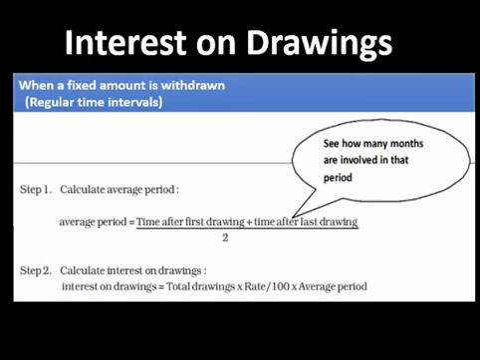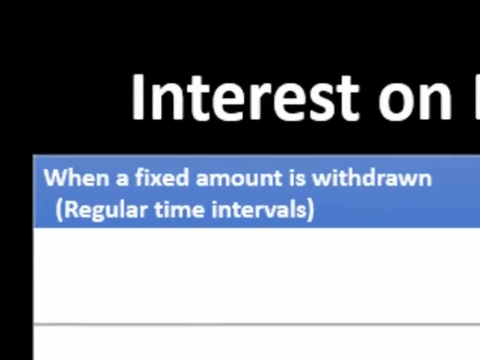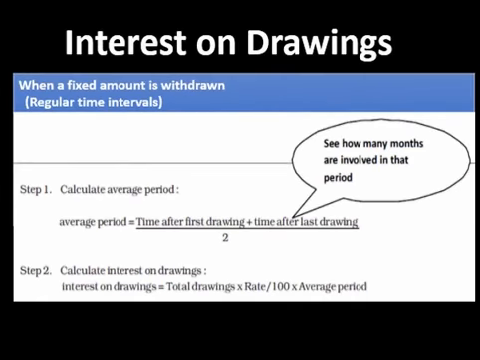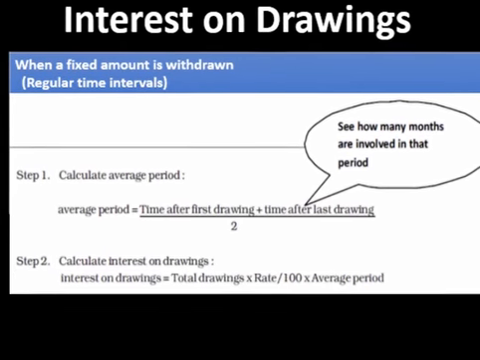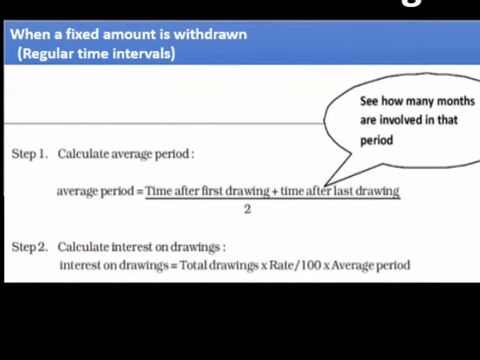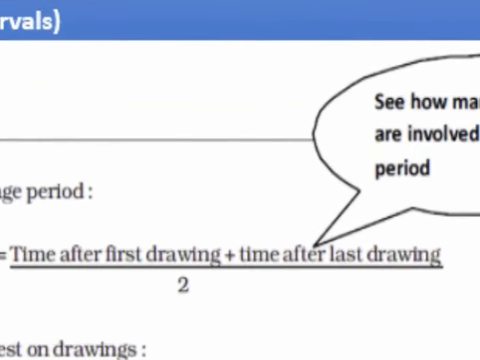There are different methods for the calculation of interest on drawings. Like when a fixed amount is withdrawn and the time interval is also the same, then we follow this formula, as you can see on the screen. There are two steps. First is to calculate the average period, and second, calculate interest on drawings. How to calculate average period?